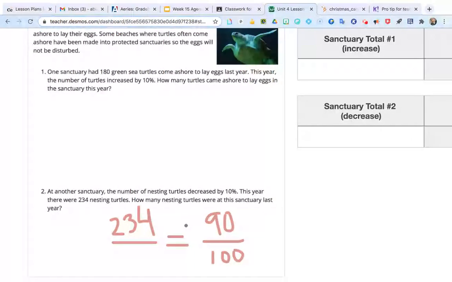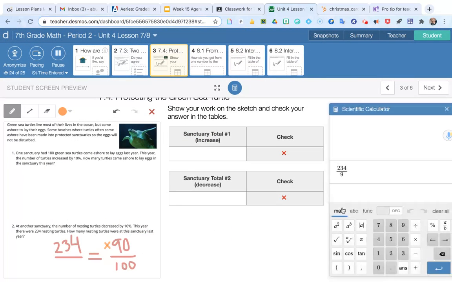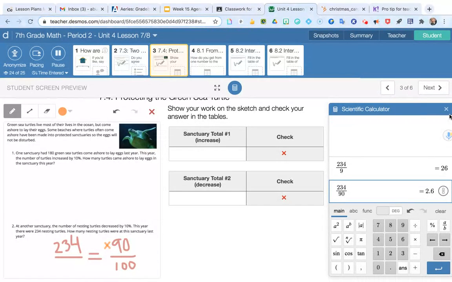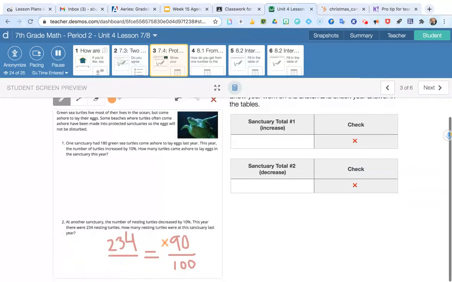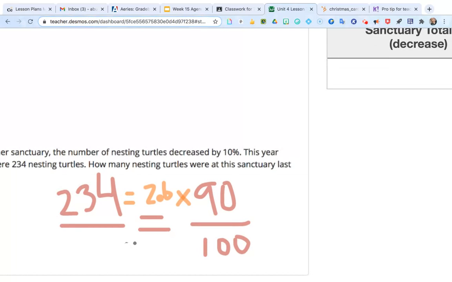Multiply, or I can go this way as well. So 90 times what is 234? Well, I can always divide to find out. So 234 divided by 90, I get 2.6. So 90 times 2.6 equals 234, and whatever I do to the top, I do to the bottom.